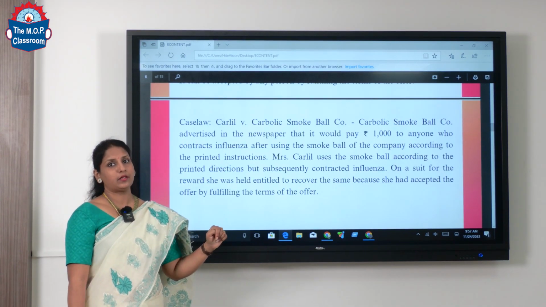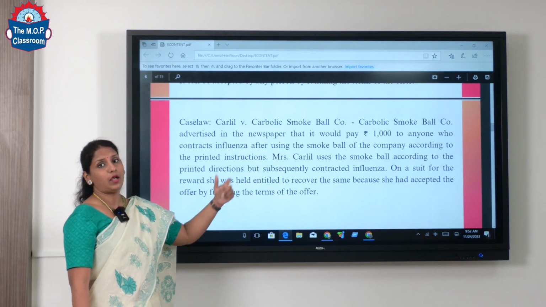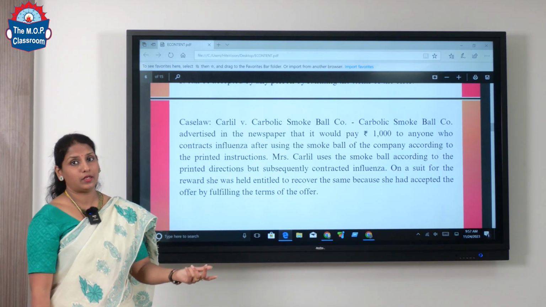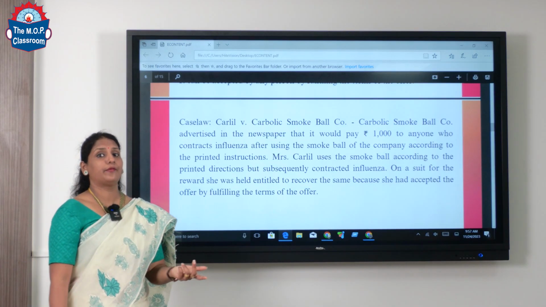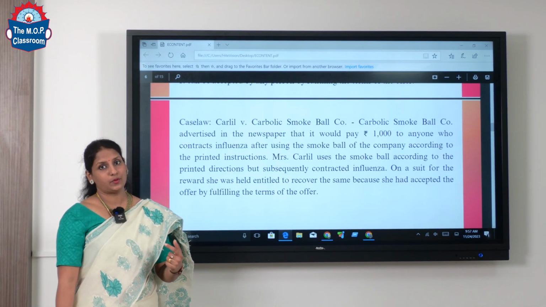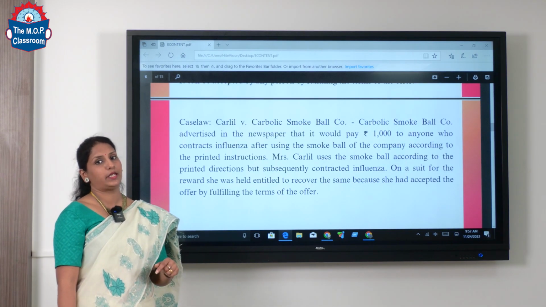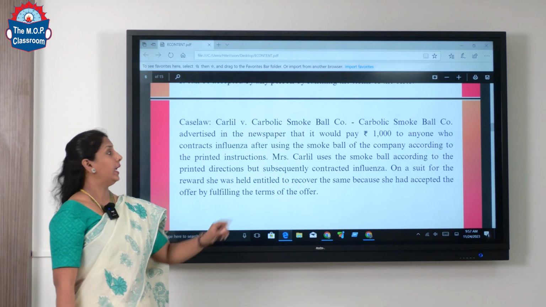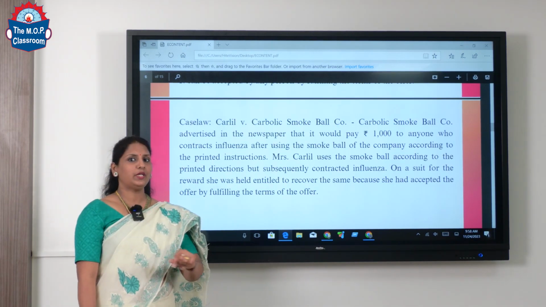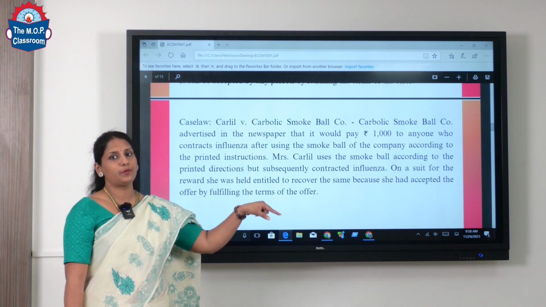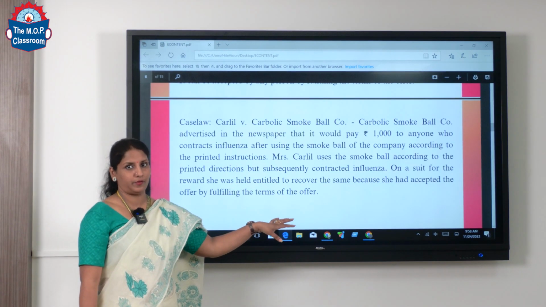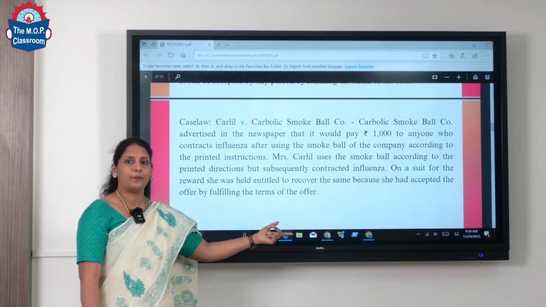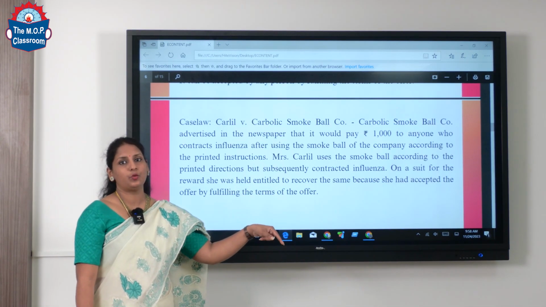Carbolic was claiming that they didn't know that Miss Carlill was consuming the smoke ball, and in what way she was consuming it, whether she had followed the conditions of the Carbolic smoke ball. But the judge clearly stated, in the judgment in favor of Carlill, that it is a general offer. Number one, Carlill is one among the 2 million population who has accepted the offer. So it's a general offer, and it's not that Carlill needs to go back to the company and inform them that she is consuming their smoke ball.